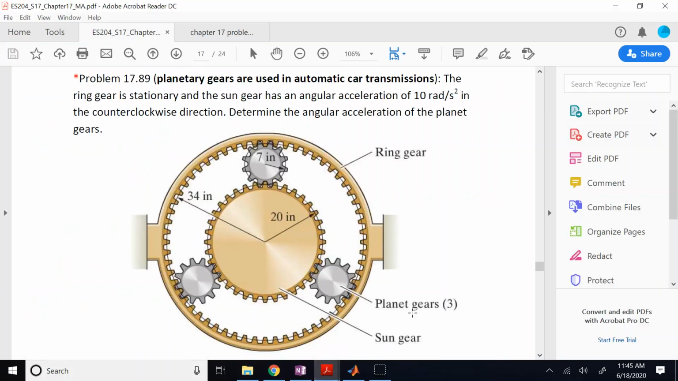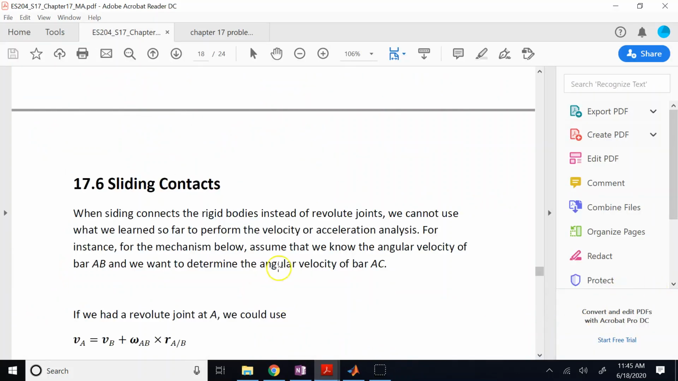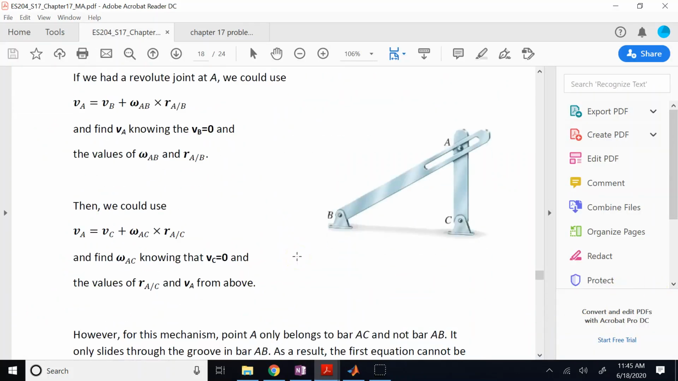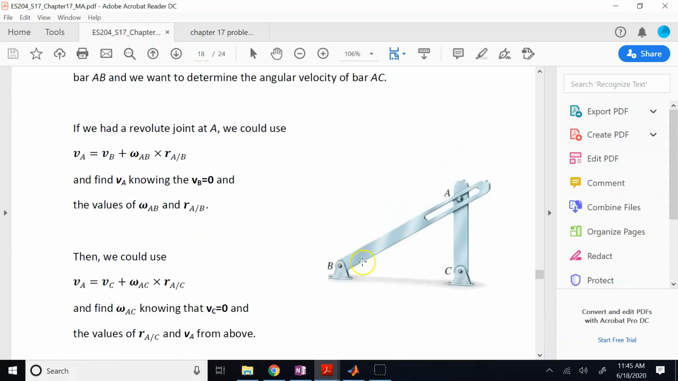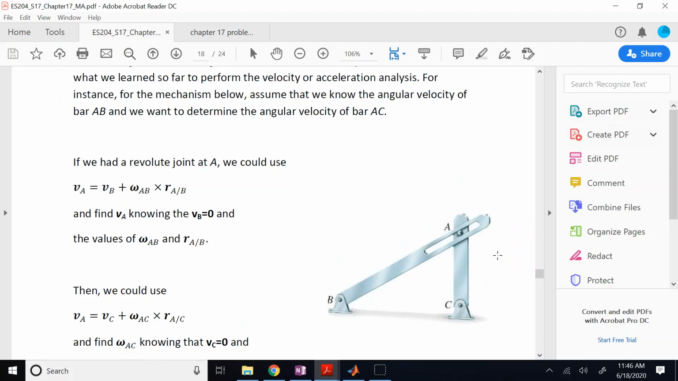Now, let's go back to the topic. So now the question is this. Here, I know this guy has 1 degree of freedom, so I want to determine the omega of one, and I ask you to give me the omega of the other. So this is what I do. In this case, I say, I know omega AB. This is like 10 radian per second counterclockwise. You tell me how much is omega AC. Okay? Then how would you do that?